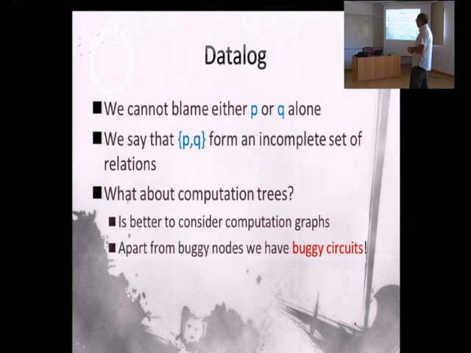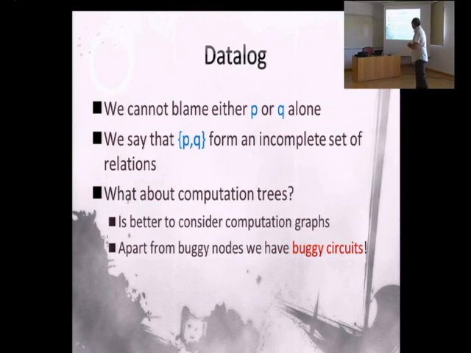We can blame P and Q and say P and Q form an incomplete set of relations. And that's what happens in Datalog. In Datalog you have not only incomplete predicates, but sometimes you have incomplete sets. You can say to the user, consider P and Q. Both together are not enough. There's something missed there, but you don't know what. Maybe P, maybe Q.